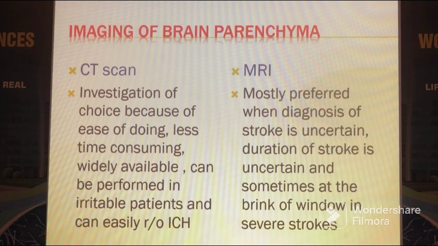And we have two imaging tools available commonly. One is CT scan and another one is MRI. So thrombolysis is essentially CT based, and it is the investigation of choice because of the ease of doing it, it is less time consuming, it is so widely available, and can be performed in irritable patients also, and patients who are non-cooperative. And our main aim is to rule out ICH, which CT can do easily.